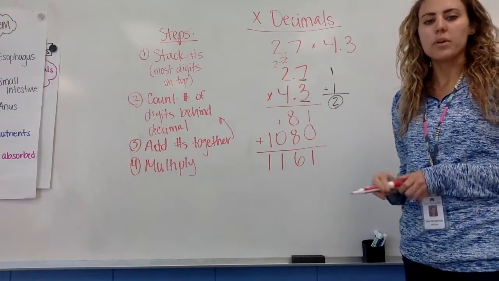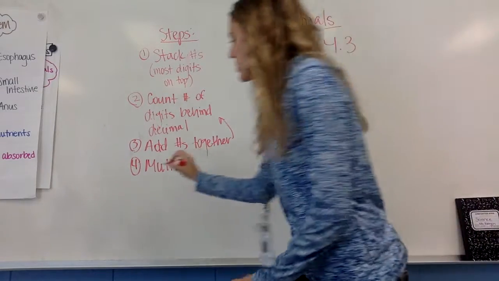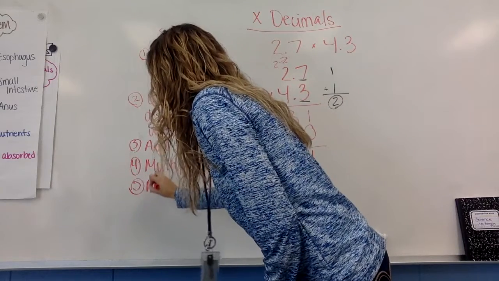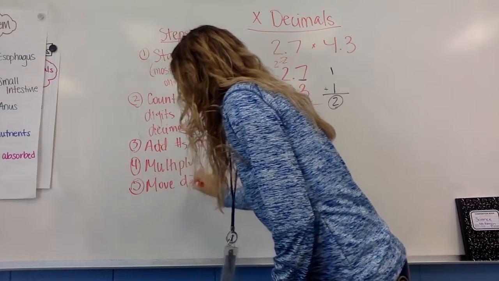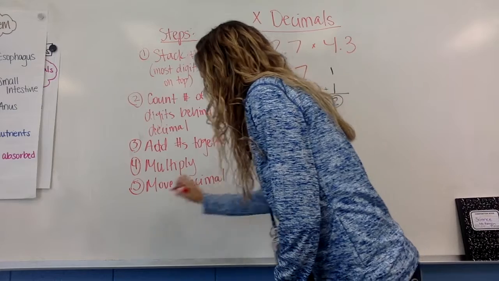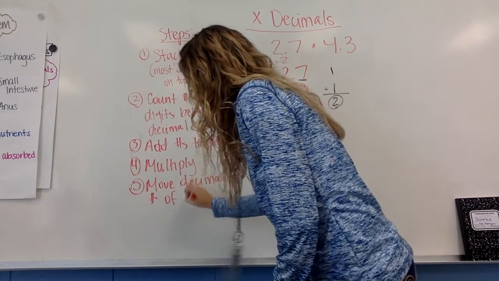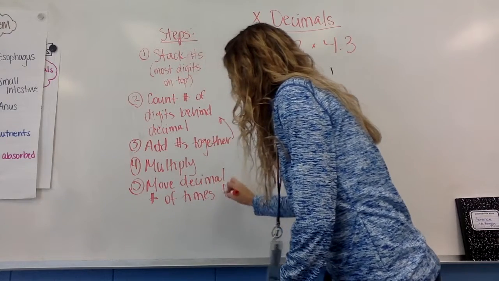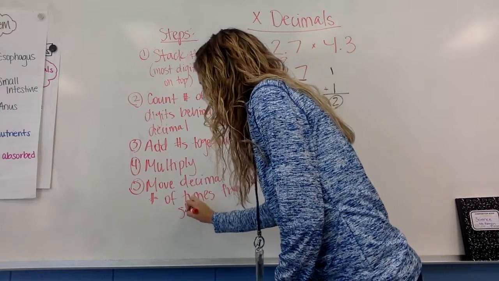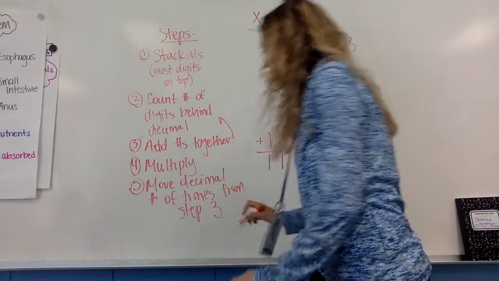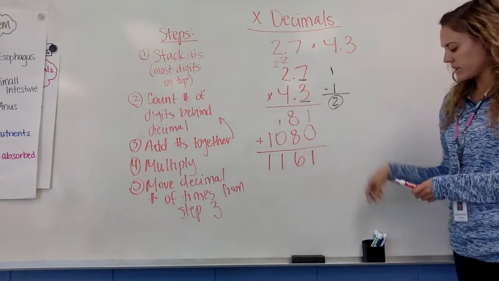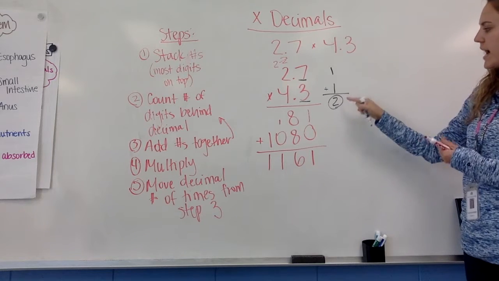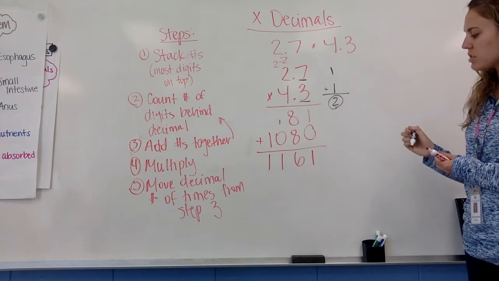Okay, now we have our last step for multiplying decimals. And that is to move your decimal the number of times from step 3. So in step 3, I said I had my 2. So I'm going to use that 2.